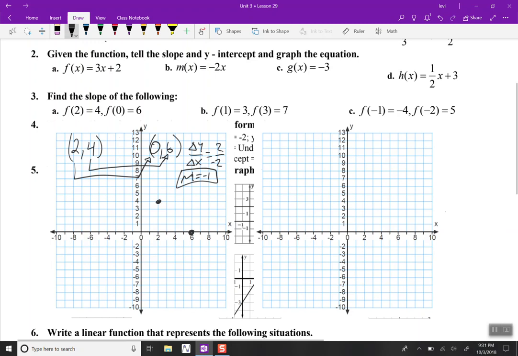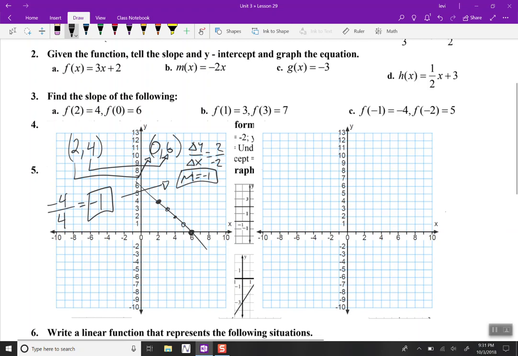We could also show that by graphing (2, 4) right here, and (0, 6) right here. How do we get there? Well, we could count. That's 1, 2, 3, 4 down, over 1, 2, 3, 4. Well, what's -4 divided by 4? That's -1. Right? Just what we said it was going to be. Down 1 over 1, down 1 over 1, down 1 over 1. That's -1. There's our line, if we were going to make a line through them.